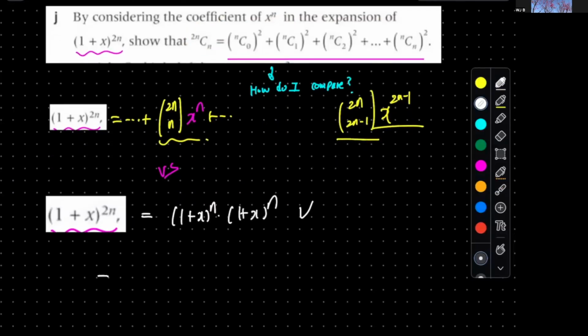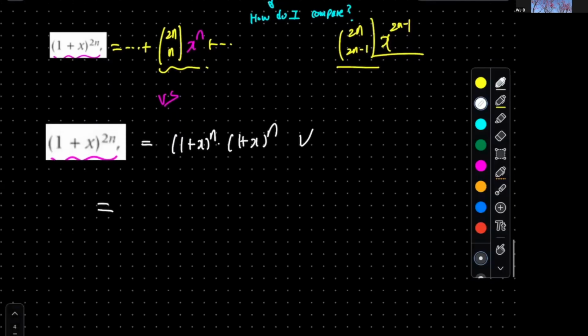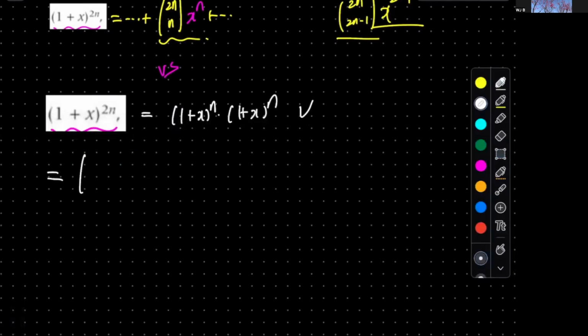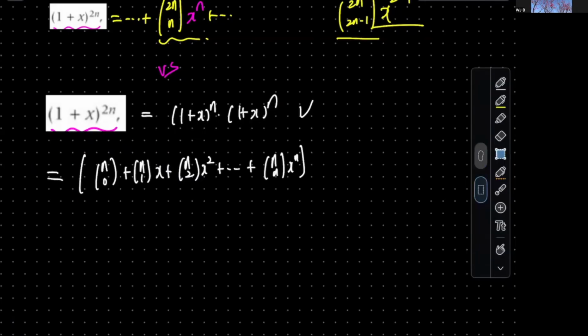Breaking into this product of terms is key to succeeding in paper 3 because no one is telling us. And from here, our job is to get the coefficient of x to the power of n. And for that, there will be quite a few terms, right? Because each term will be expanded as follows: n choose 0 plus n choose 1 x, n choose 2 x squared, and on and on, and I'm going to have n choose n x to the power of n. And I'm going to repeat this process again.